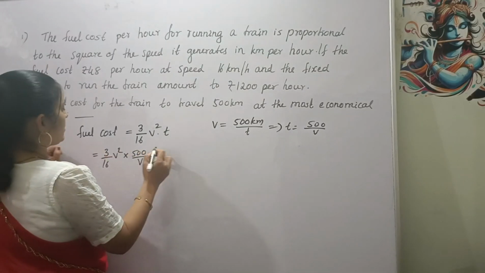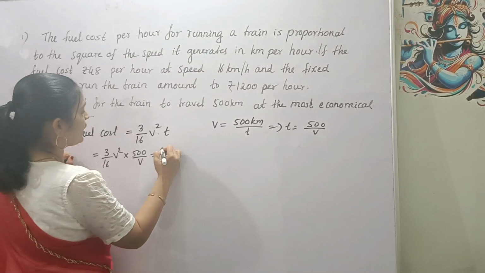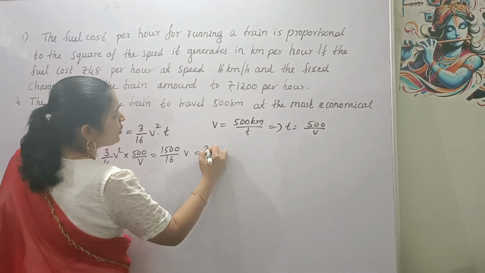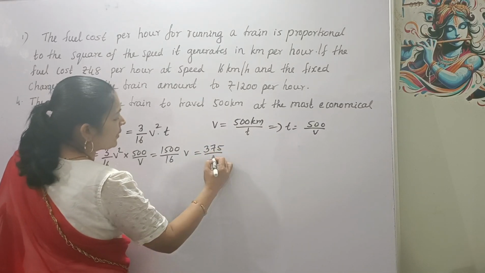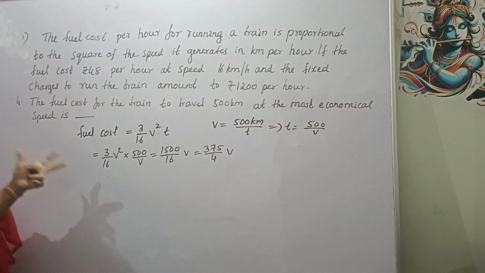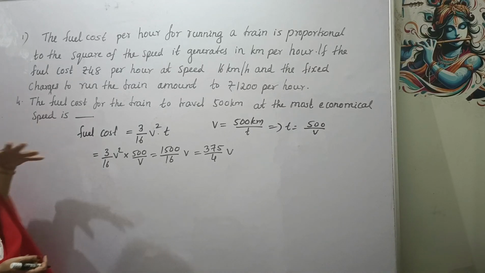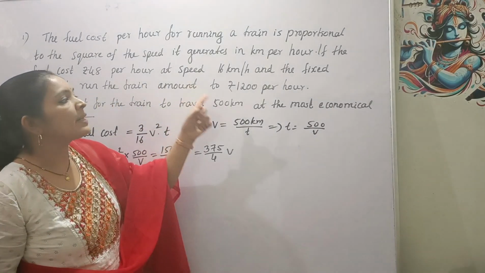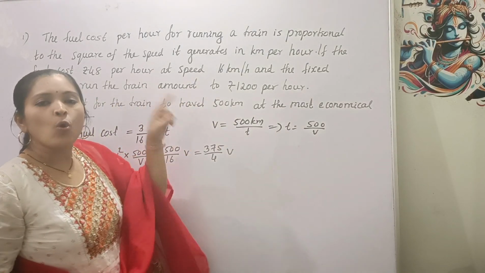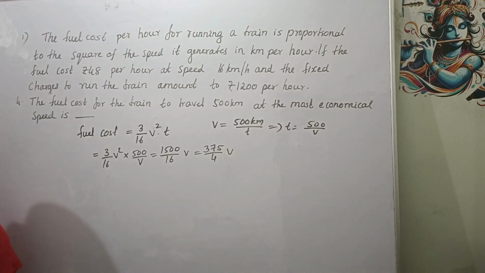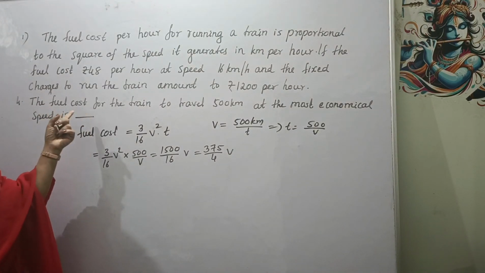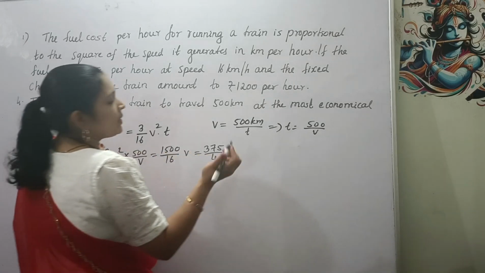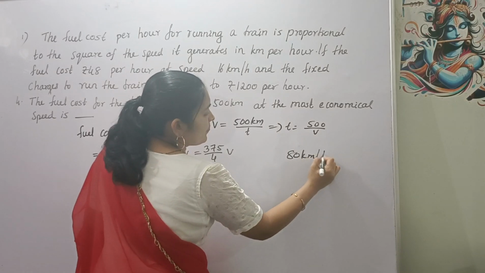V cancelled. So, 3 into 5 is 15, 500 divided by 16 into V. Reduce it. It is equal to, we have already got 375 divided by 4V. Okay, so it is the fuel cost. And our question is, what is the fuel cost for the train to travel 500 kilometer at the most economical speed? So, what is the most economical speed of the train? We have already found in third question, right? So, most economical speed of the train is 80 kilometer per hour, right?